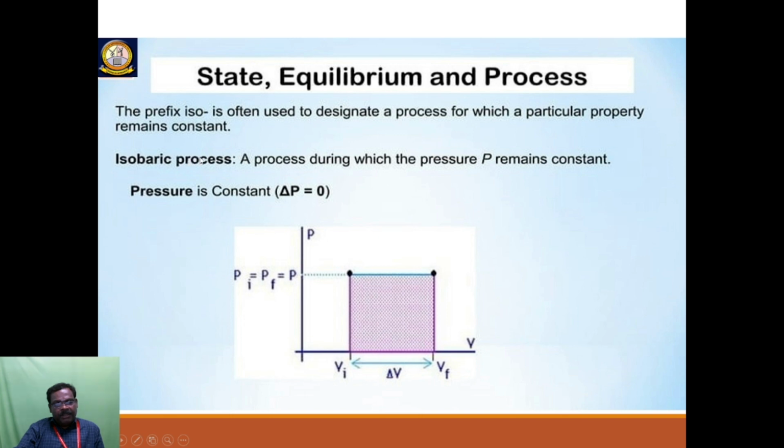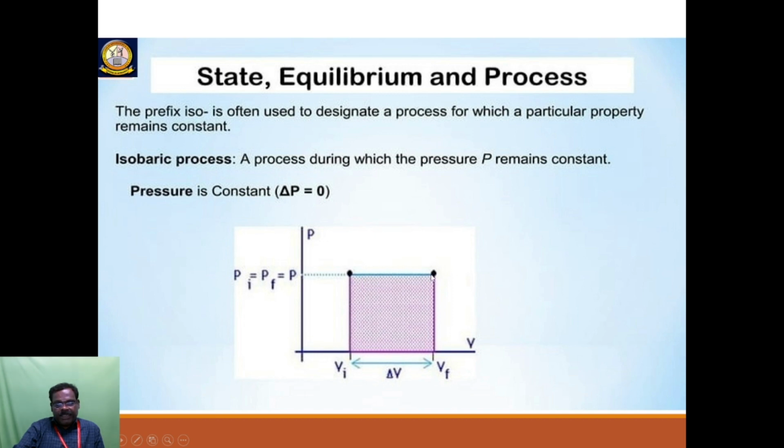You have so many processes: isobaric process, isochoric process, isothermal process, adiabatic process, polytropic process, throttling process. So you have six processes, and first we will see them one by one. The first one is the isobaric process. It is also called a constant pressure process, which means throughout the process the pressure is constant.